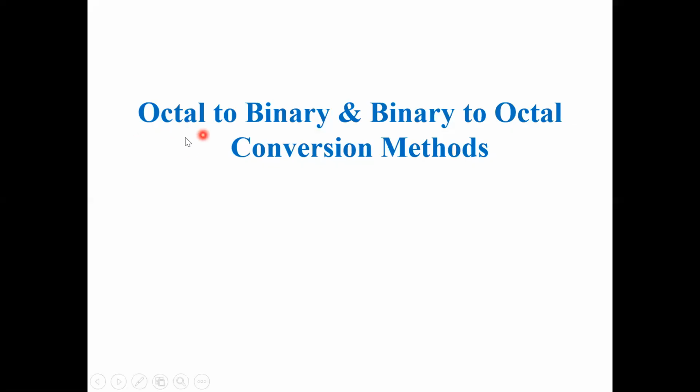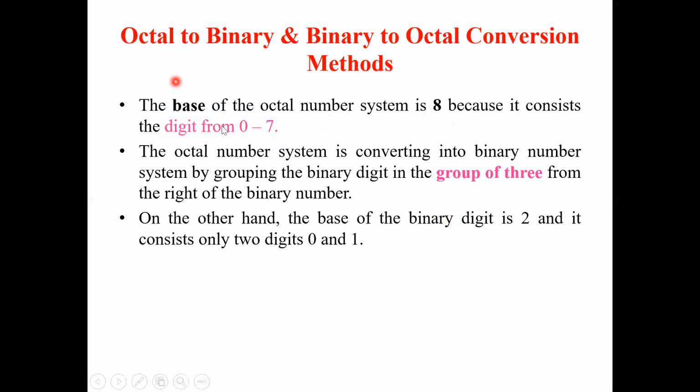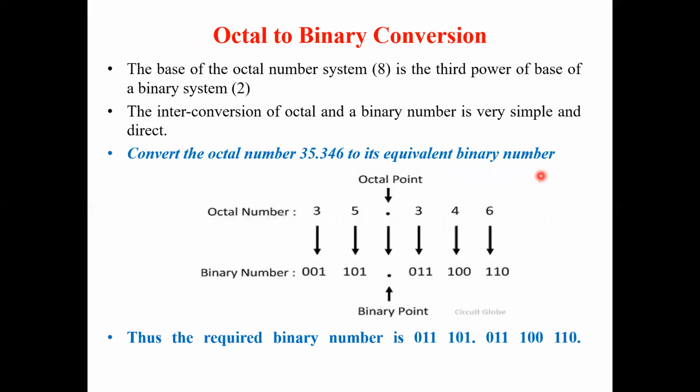Now octal is base 8, and 2 raised to 3 is 8. So we will now make groups of 3, 3, 3, 3, and then we will write the octal representation of those 3 bits. It contains digits from 0 to 7. So just remember we are making groups of 3 bits from the right side of the binary number.